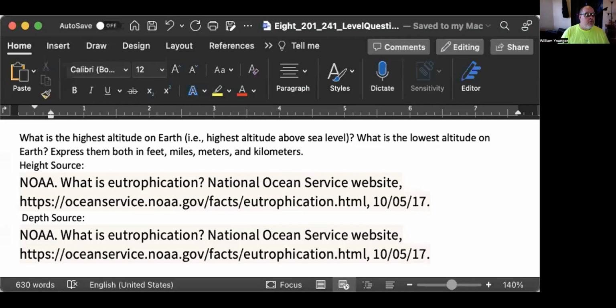So let me share a screen. So here's a question, and I've got the citations for the resources. What is the highest altitude on Earth, i.e. the highest above sea level? And what is the lowest altitude on Earth? Express them both in feet, miles, meters, and kilometers.